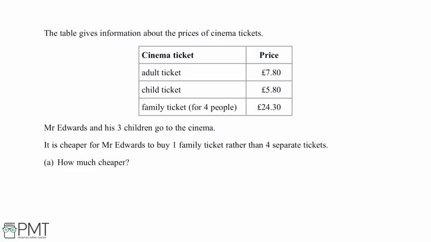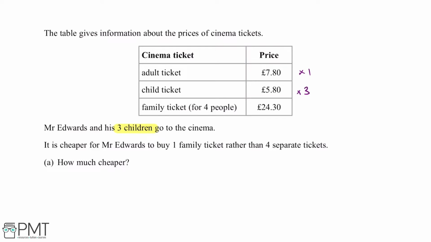The table gives information about the prices of cinema tickets. Mr. Edwards and his 3 children go to the cinema. It is cheaper for Mr. Edwards to buy 1 family ticket rather than 4 separate tickets. How much cheaper? So if Mr. Edwards is bringing 3 children with him, then this means he'll be buying 1 adult ticket for himself and then 3 child tickets for the 3 children.